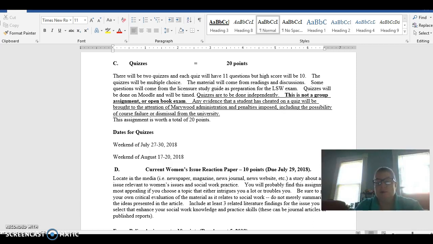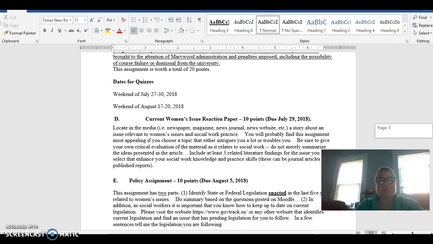These are not group assignments. They are not open book. Any evidence that you have cheated on a quiz will be brought to the attention of Marywood administration. As we move more and more to online quizzes, they are taking this very seriously, that all work done is your work only. They were able to document that 2 students did a quiz together at the same location, and not in social work class, it was in another department, but it resulted in an F for those students for that course. Okay. All right.